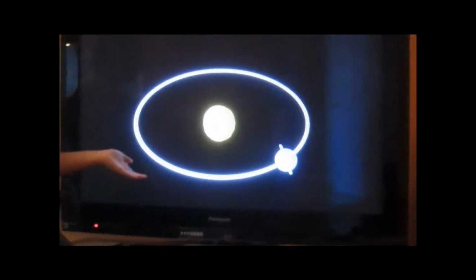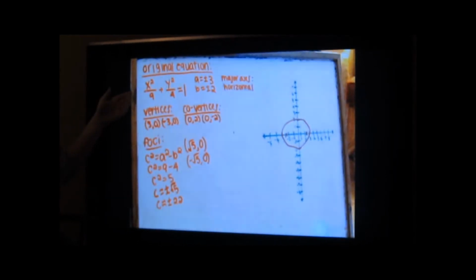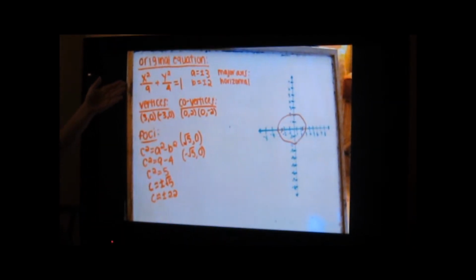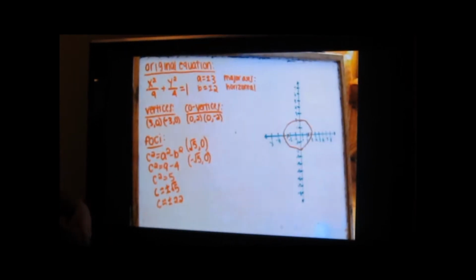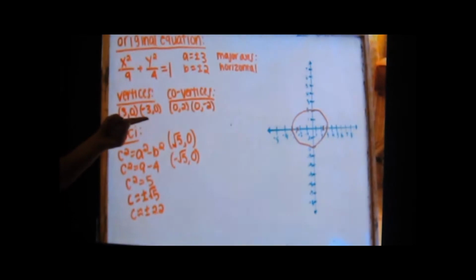The shape created by Earth's orbit is an ellipse. If you have x squared over 9 plus y squared over 4 equals 1, a is plus or minus 3, and b is plus or minus 2. The major axis is a horizontal axis. To find the vertices, you add a and b from the center. So your vertices would be (3, 0) and (-3, 0). And your co-vertices would be (0, 2) and (0, -2).